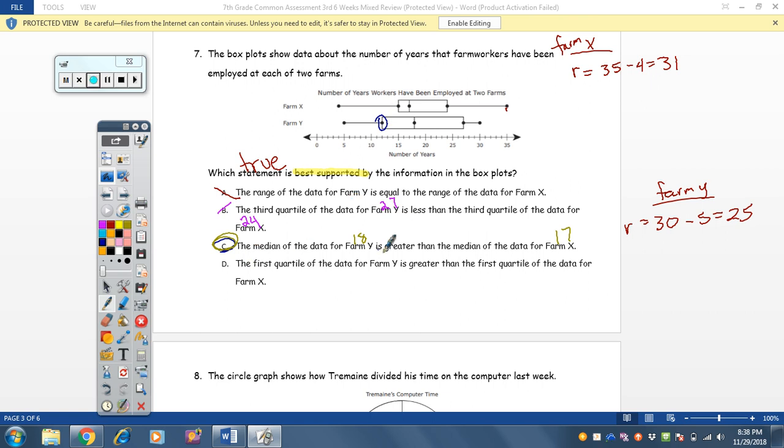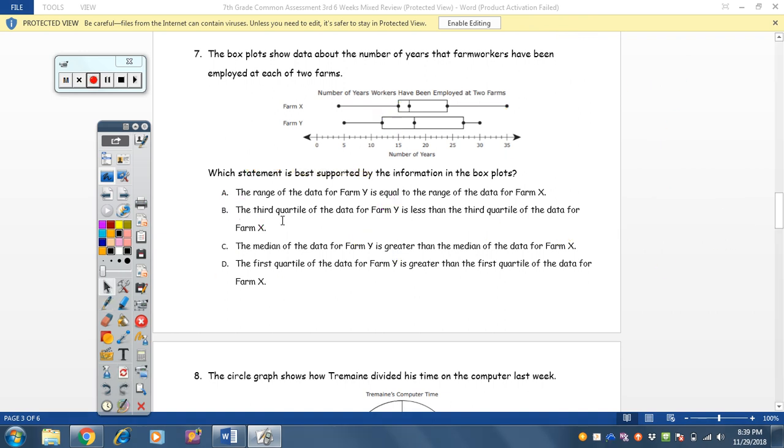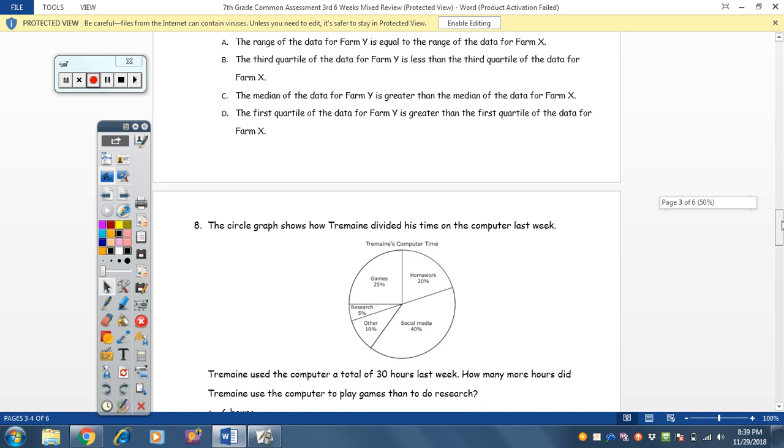First quartile for farm Y is 12. Is greater than the first quartile for farm X, which looks like 15. Is 12 greater than 15? I didn't think so either. Make sure you have all these numbers written. Make sure you have the subtraction problems. All of that will be needed to get points back.